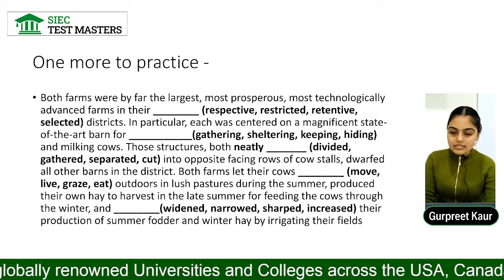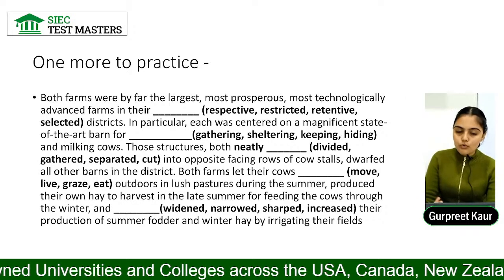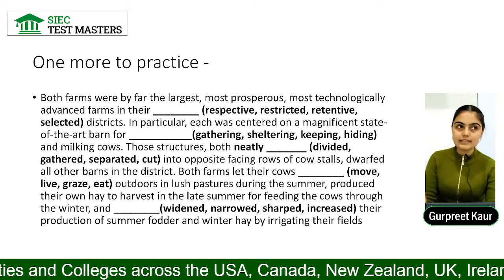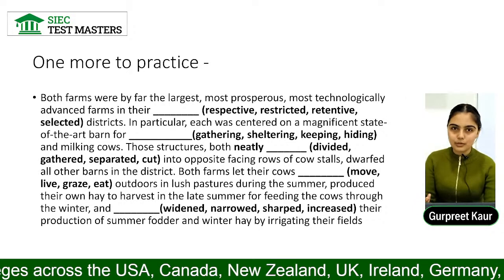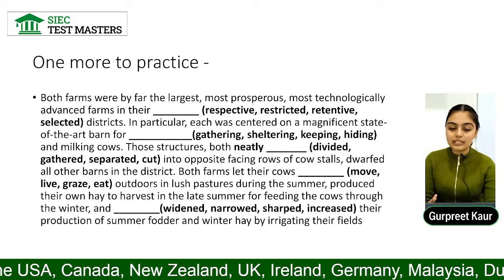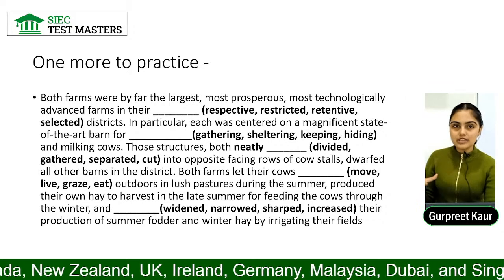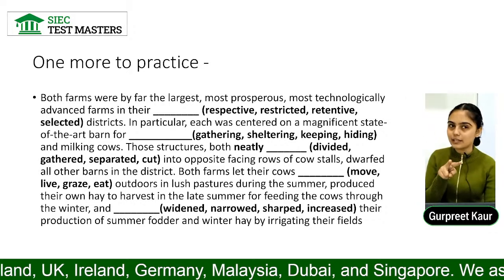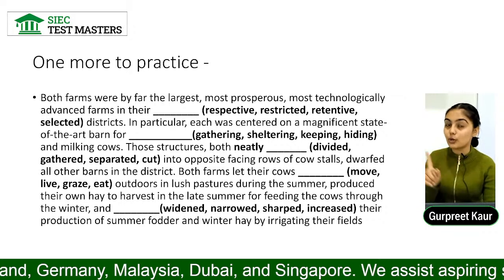Then both farms let their cows move, live, graze, eat. All of these are verbs now. So what is the accurate answer? Both of the farms. Again, both of the farms. From here also there is an idea that the answer to the previous one is separated, not divided.